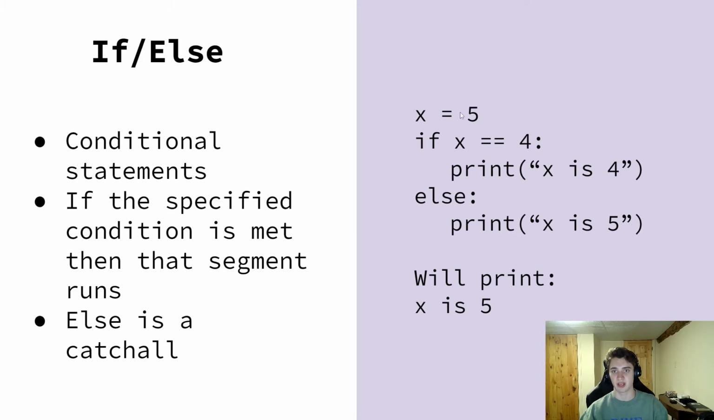So here we have an example of an else being a catch-all. Since x is equal to 5, if x is equal to 4, then we print x is 4. And if x is not equal to 4, then we print x is 5. So here, since x is not equal to 4, we go to the else, and then we print x is 5, which is in our console down here.